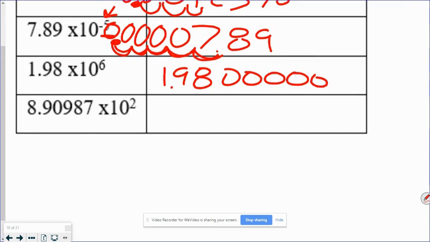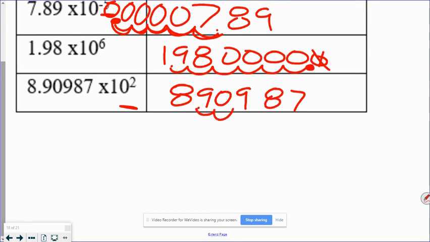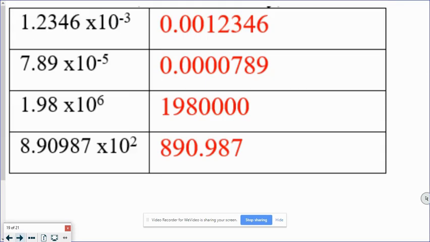Right there's my decimal. I got to move it 1, 2, 3, 4, 5, 6. I can move the decimal point right there. I can get rid of that 0 if I need to. And this number is a positive exponent, so I'm going to have a number greater than 1. So 8, 9, 0, 9, 8, 7. Decimal point is right there. I need to move it 1 spot, 2 spots. So it's 890.987. So right there is your work.